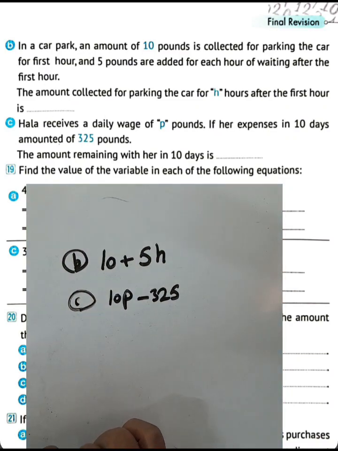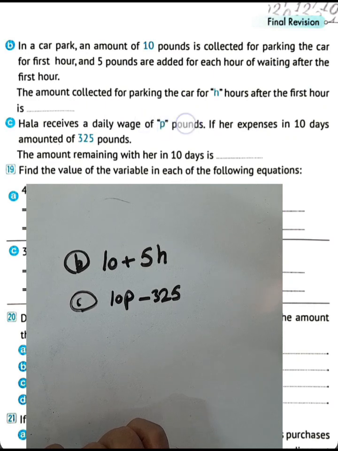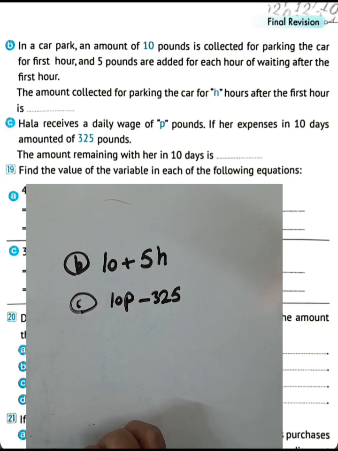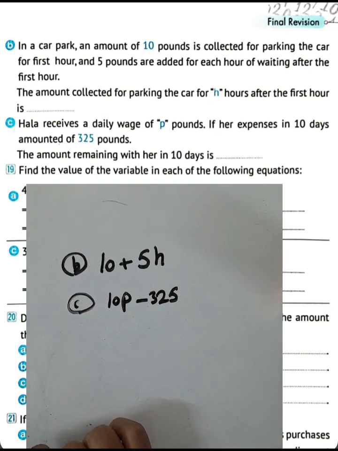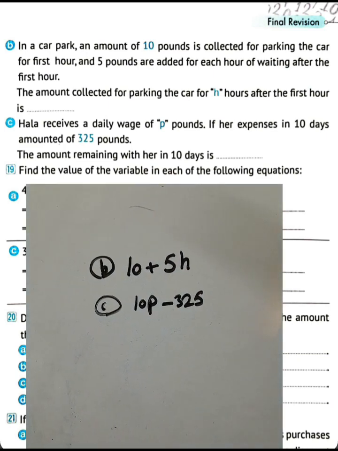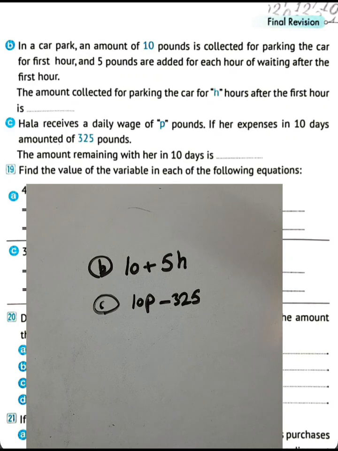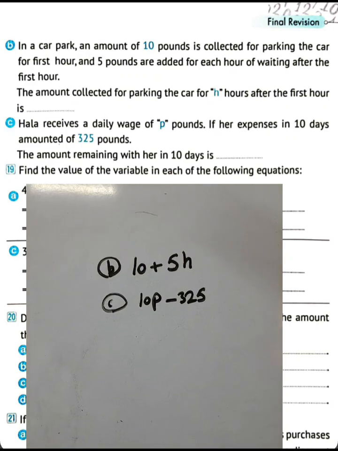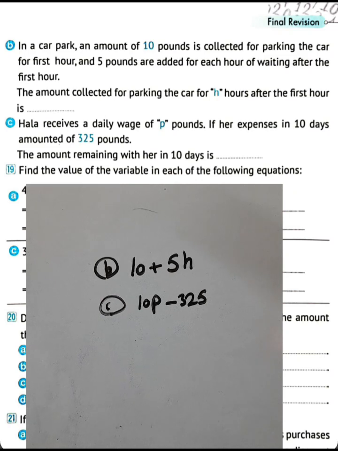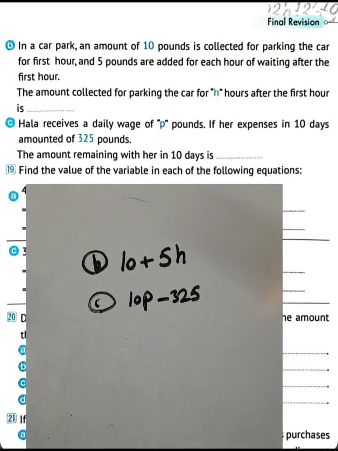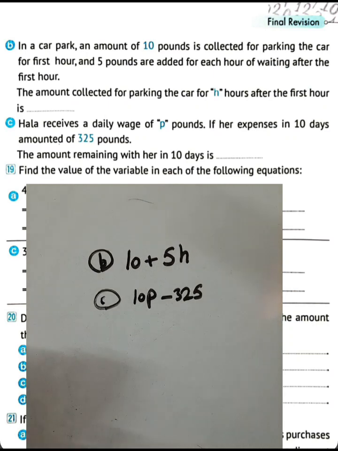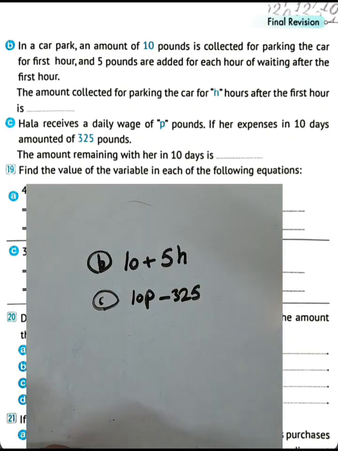Again, Hannah receives a daily wage of b pounds for 10 days. b times 10 is the total with her. Her expenses amounted to 325 pounds. To find the remainder with her, write 10b subtract 325. Because if her expenses in 10 days amounted to 325, the remainder with her in 10 days is 10 multiplied by b subtract 325. Question 19.